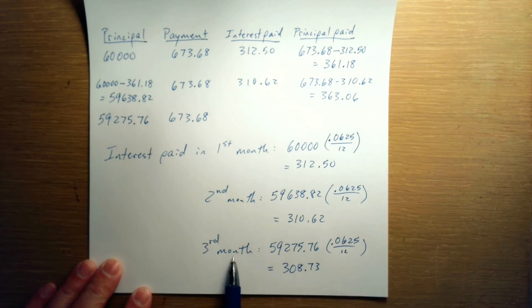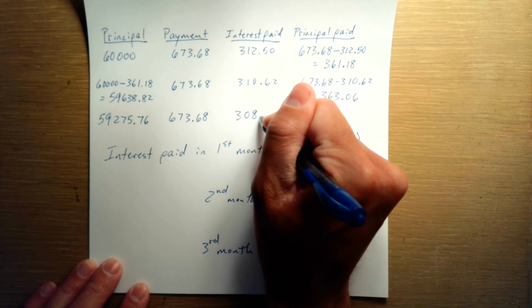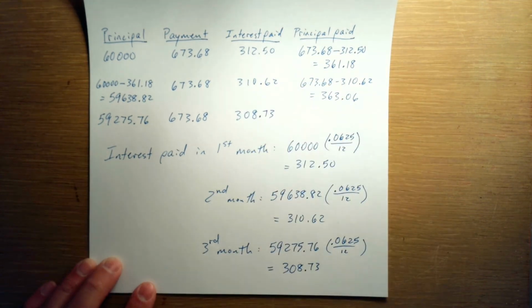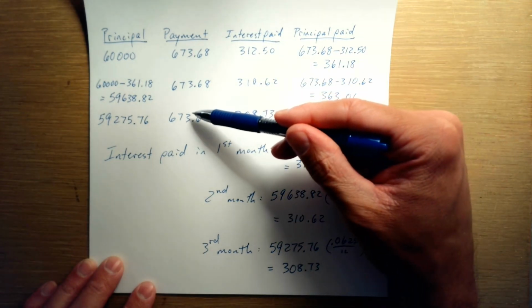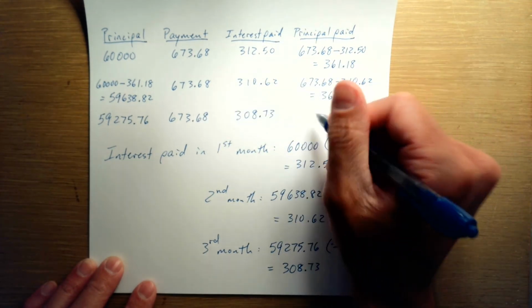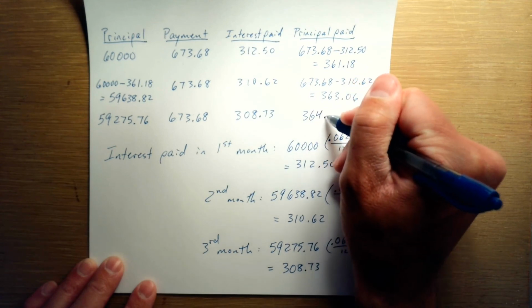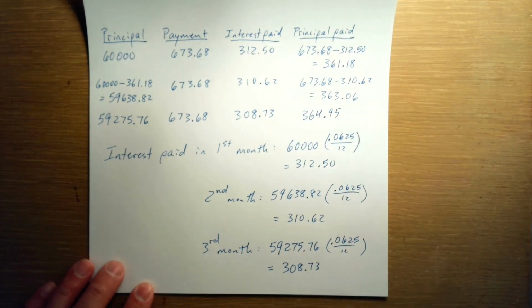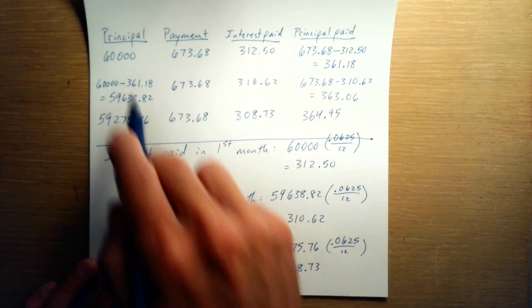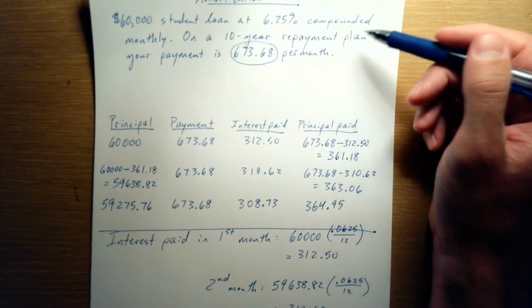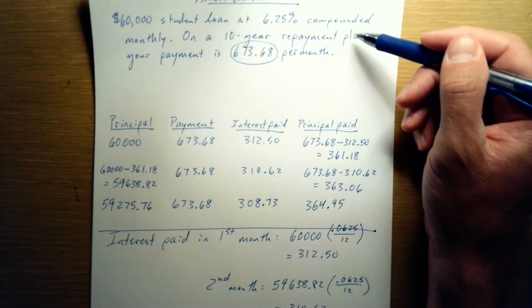Okay, so all I did here was I took my principal in the third month and I multiplied it by the same monthly rate, and then I got $308.73. And then finally the principal paid in the third month, that's the difference between my payment and my interest paid, and that turns out to be $364.95. So this is the first three rows of what we call the amortization table for this particular loan.